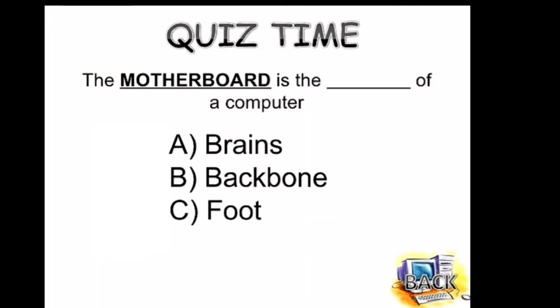So here is a quiz that you have to answer. What is a motherboard? The motherboard is the dash of a computer. Brain, backbone and foot. So the right answer is backbone.